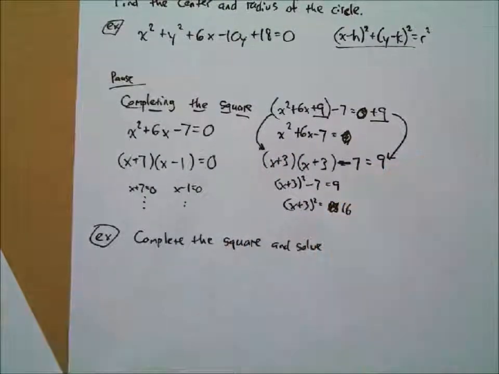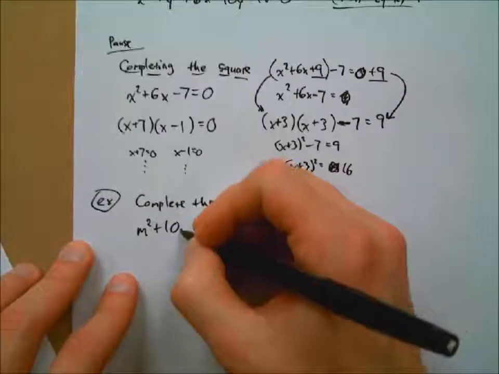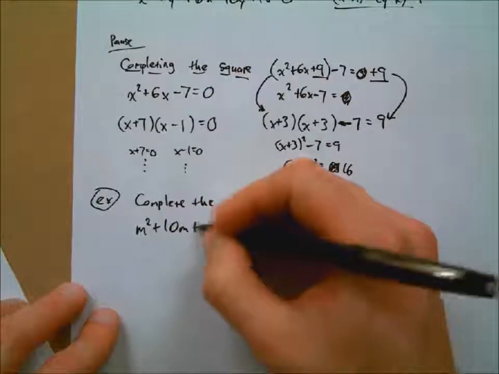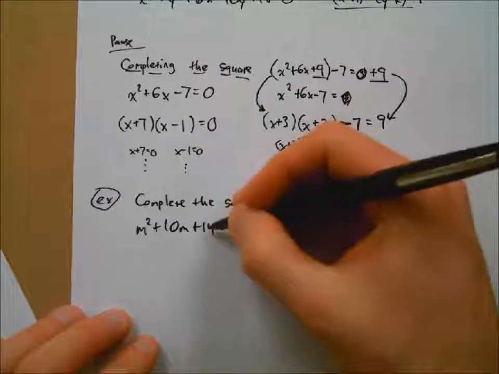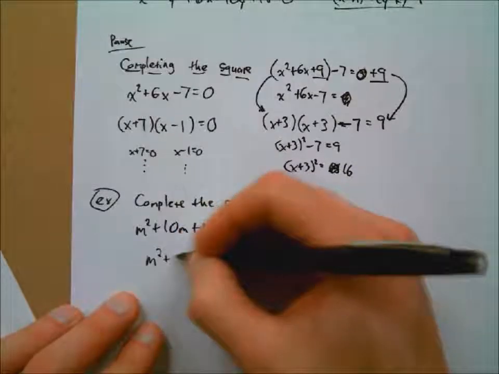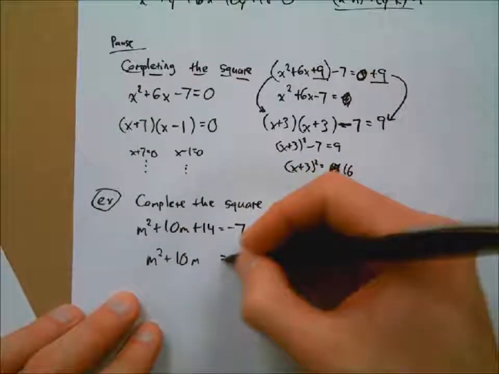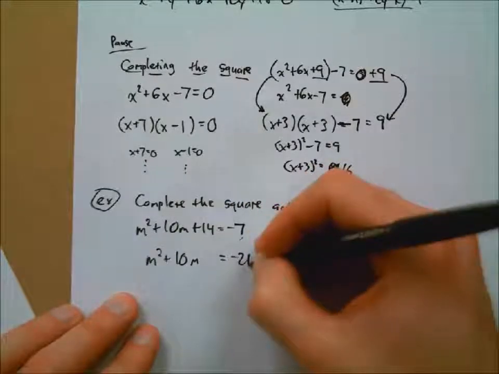Okay, so let me just show you what I mean by that. So let's say we've got m squared plus 10m plus 14 equals -7. One recommendation that I like to make too is to move the 14, move any of your numbers over to the other side here. So we'll make it m squared plus 10m, leave some space, because we know we're going to have to balance out to make a perfect square here, and we'll subtract the 14 over, make it -21, like that.